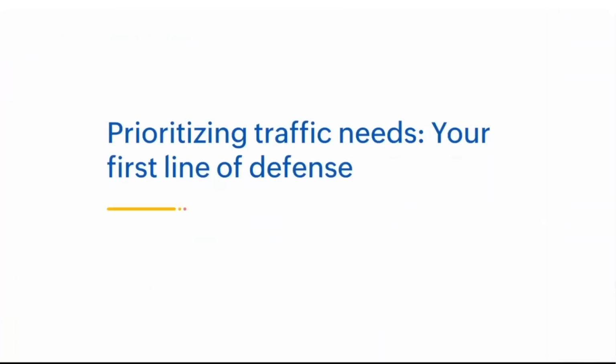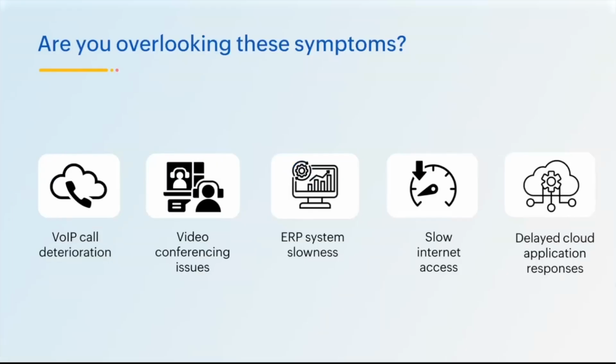Next up, prioritizing traffic needs, your first line of defense. Networks carry a critical burden in today's data-driven world. With this increased reliance comes a complex challenge, that is ensuring that critical traffic gets the priority it deserves. Network congestion can occur when too much traffic tries to utilize the same resource all at once.